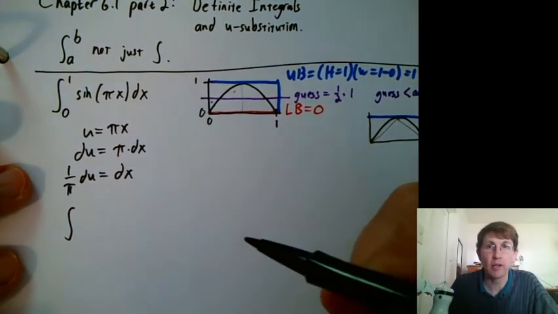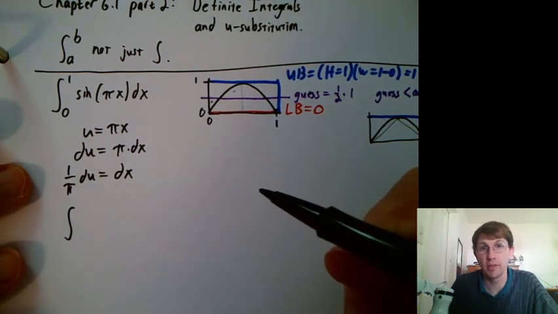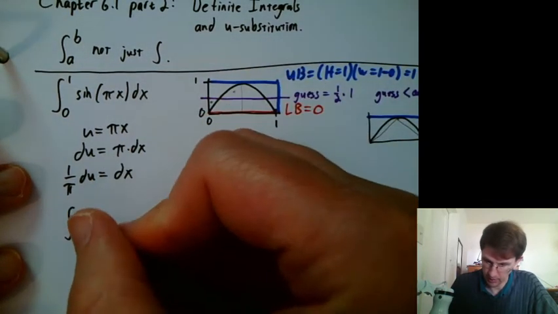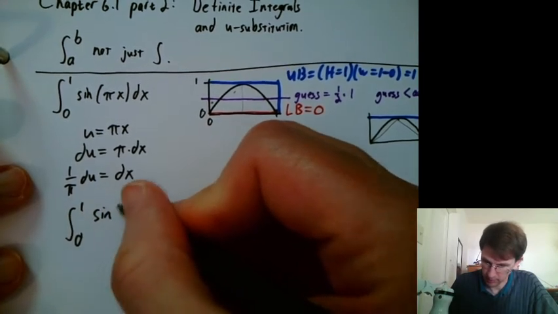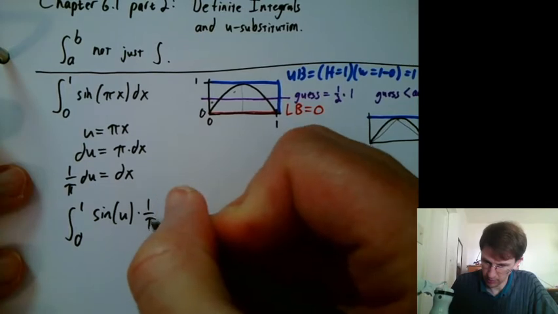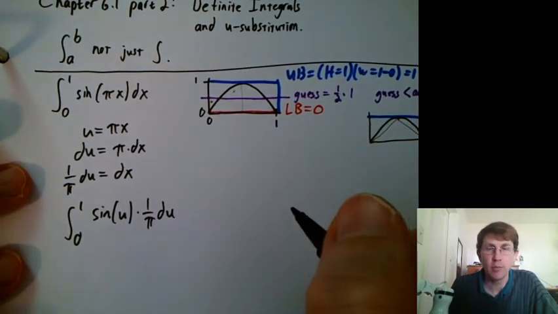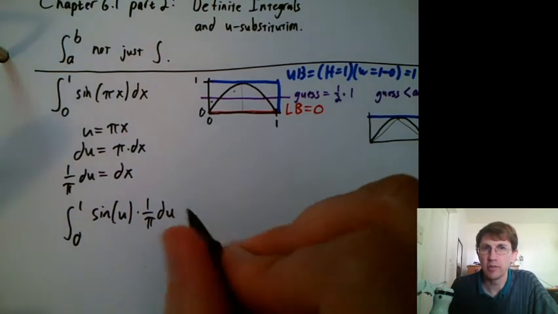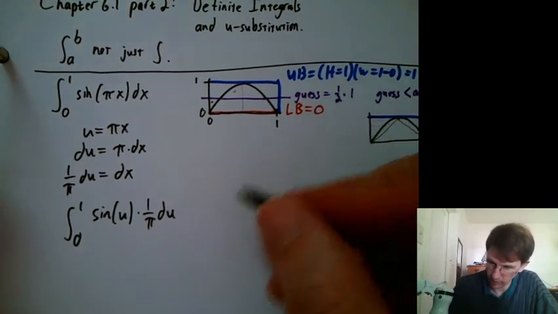Oh, by the way, if I ever make a mistake, it's kind of your job to catch me, right? Sometimes the mistake is on purpose, sometimes it's not. We'll see. So this would be the integral from 0 to 1 of sine of u times 1 over pi du. And let's stop and graph that. We hardly ever graph a u substitution once it's in the form of a u, but let's go ahead and try it.